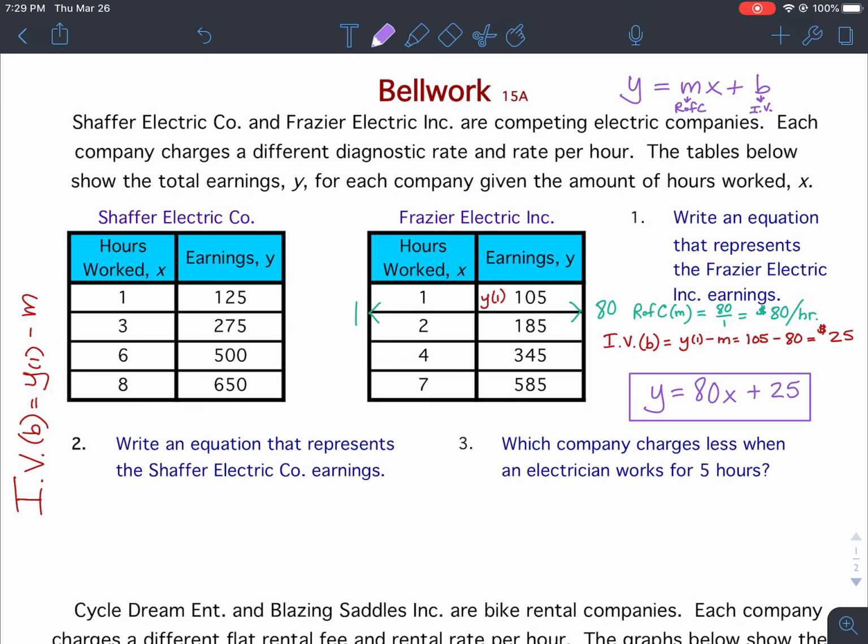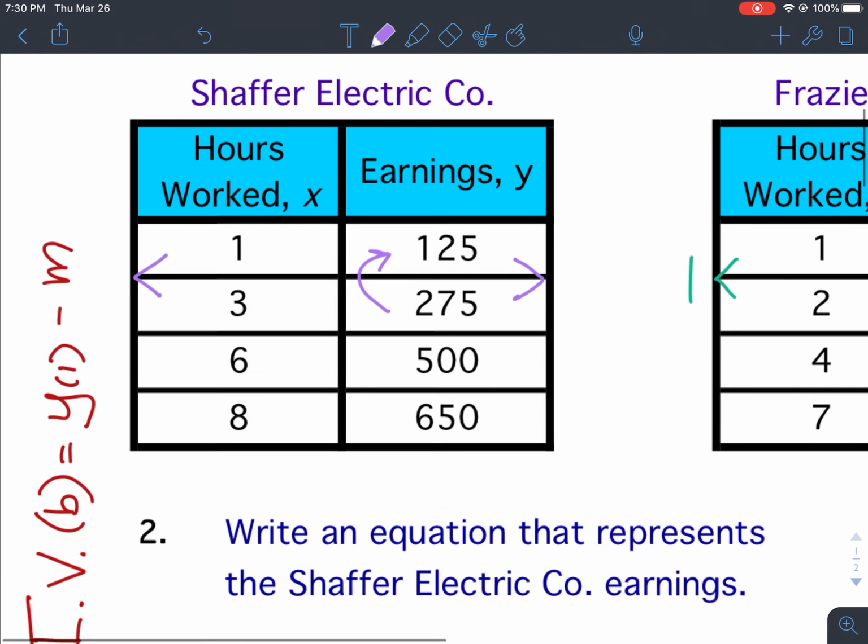So just like number 1, in order to write an equation, we have to find the rate of change and we have to find the initial value. So let's start by finding our rate of change. So we're going to take 275 minus 125. 275 minus 125 is 150. And then 3 minus 1 is 2.